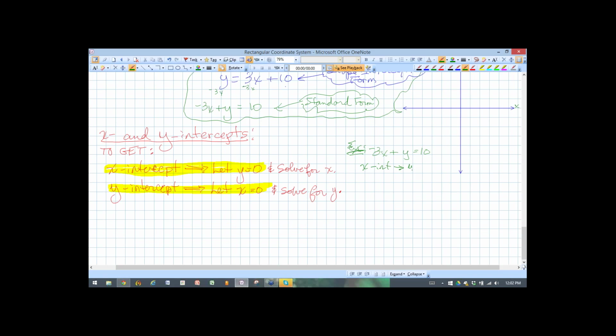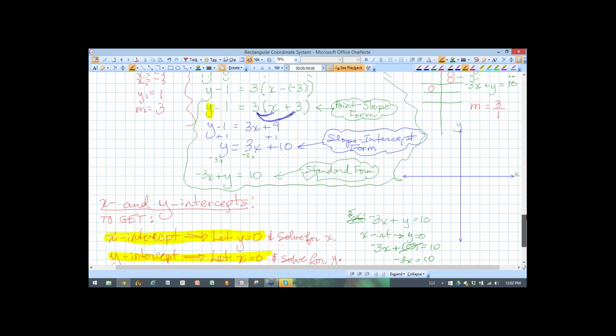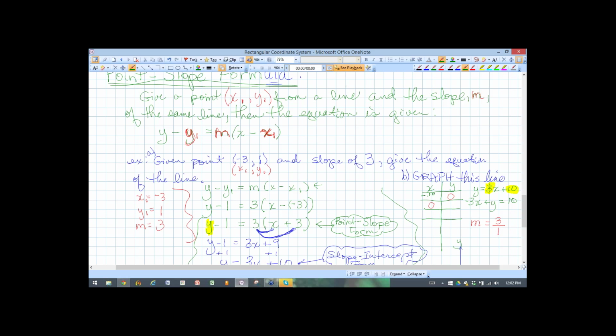Okay, we're going to let y equal 0 here. So negative 3x plus, in place of y, I'm going to put a 0, equal to 10, right? Of course, this goes away. Now I have negative 3x is equal to 10, or x will be negative 10 thirds. Okay, so let's go up and just put that in there. So negative 10 thirds. We'll come back to that in a minute.